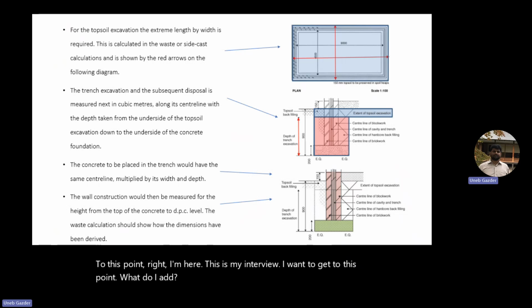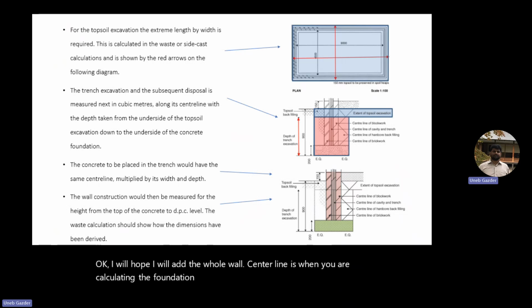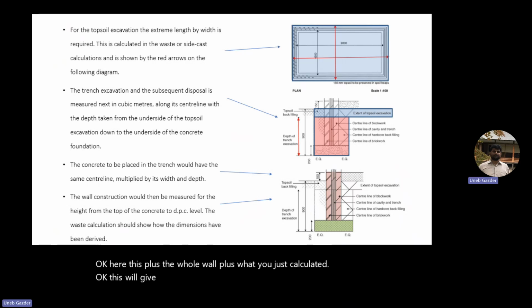This whole wall. Yes. Not the center line. Okay, I will add the whole wall. Center line is when you are calculating the foundation excavation and the walls or damp proofing and something else. Okay, here this plus the whole wall plus what you just calculated. Okay, this will give you the edge on one side, right? So this is one side and I have to do for the other side as well, right?